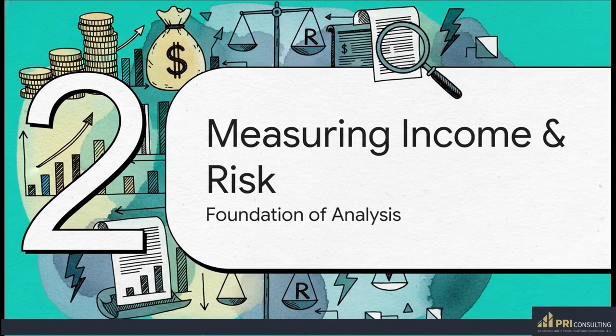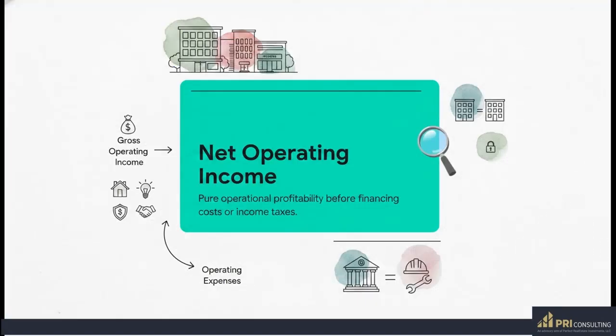Section 2. Measuring income and risk. The foundation of deal analysis. This section focuses purely on what the property actually generates and how the market perceives it. So our very first pillar is net operating income, or NOI. Think of this as the pure operational profitability of a property before any financing costs or income taxes are even considered. Basically, you take your gross operating income and you subtract your operating expenses. We're talking things like property taxes, insurance, utilities, and management fees.